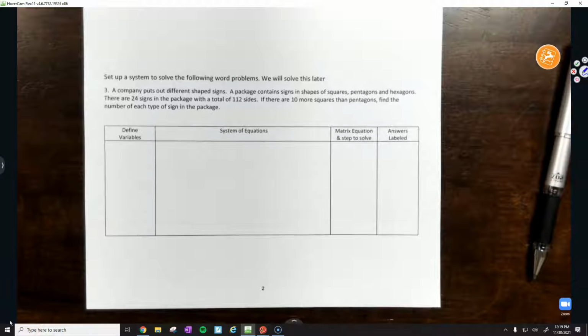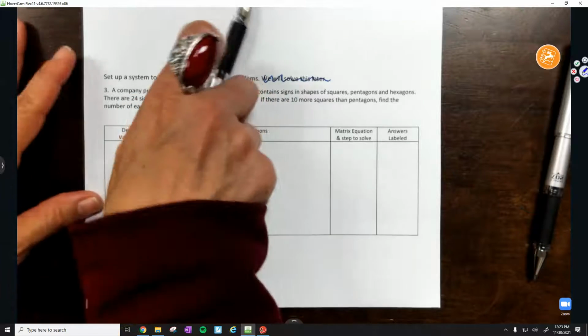So this is why you're in Algebra 2. That stuff that we just did, anybody could do that. But you have to be able to write the equations. This is where the growth comes. I'm so sorry, guys. Okay, look.